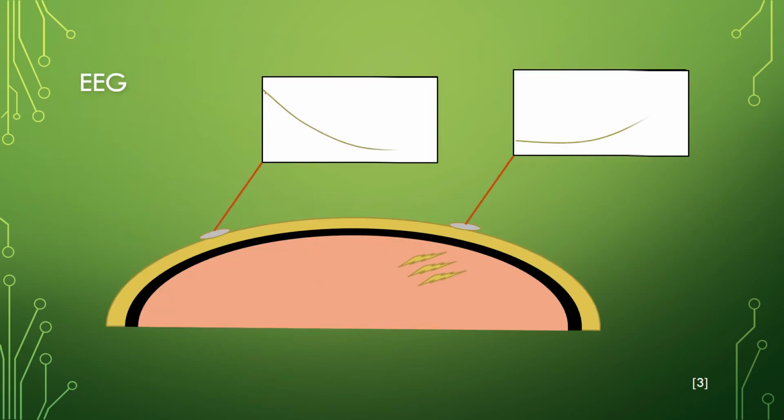EEGs work by placing electrodes on the scalp and measuring electrical signals from what is happening below. As you can see in this very simplified animation, when neurons fire, electrical potentials are created on regions across the brain. These electrical potentials can be measured using very sensitive equipment because it's on the microvolt scale. But as you can see, it creates waveforms that can be measured.